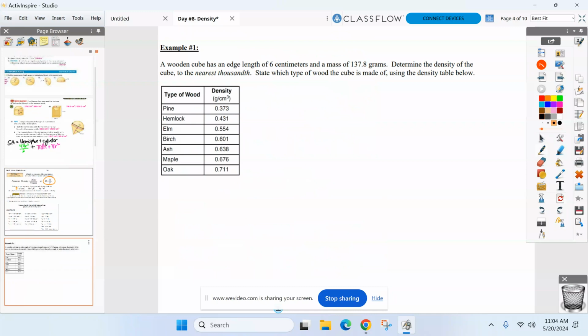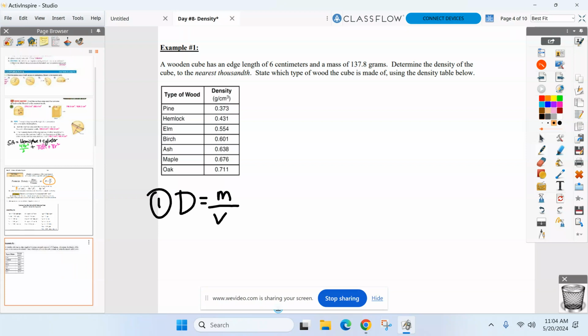We have a wooden cube, edge length 6 centimeters. You can see how much it weighs. What's the density to the nearest thousandth? And we have a little something extra to do at the end. So this is just straight up, what is the density using the formula? And if you want to use that triangle, that's fine. I have no idea how that bad boy works, but I'm going to use the formula.